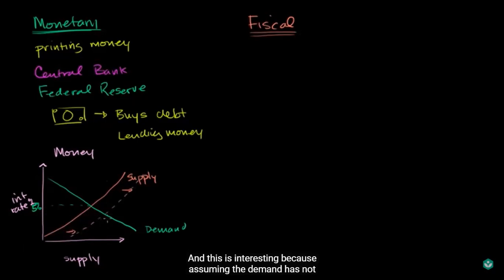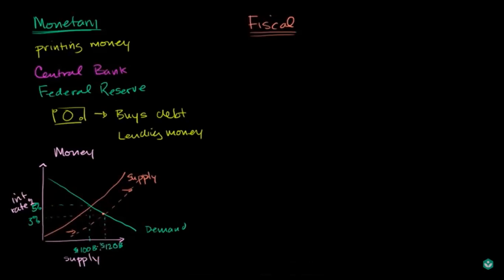And this is interesting because assuming that demand has not shifted, what you now have is a different clearing price, a different equilibrium price for the money. Maybe this is now at 3%. And you also have more money being lent and borrowed. So if this was the old quantity of money that was lent and borrowed, let's say, I'm just going to make up a number here, $100 billion in some time period, and now we're at $120 billion. So now by essentially printing money, buying debt, increasing the supply of money, two things happened.